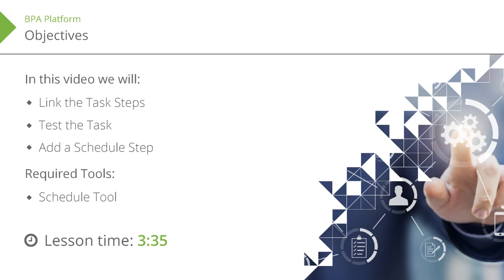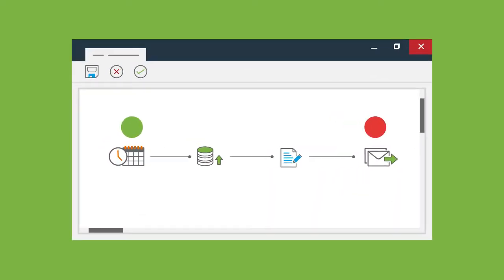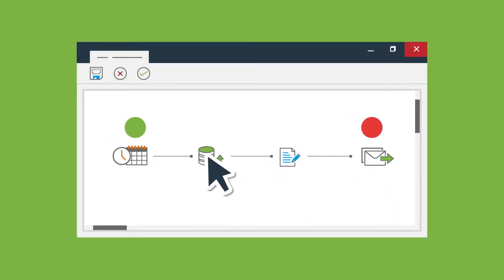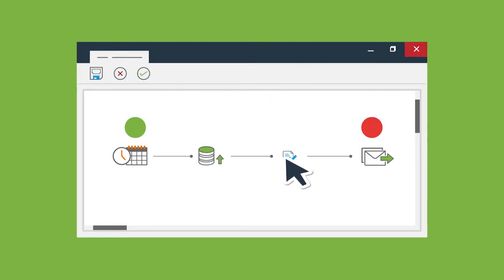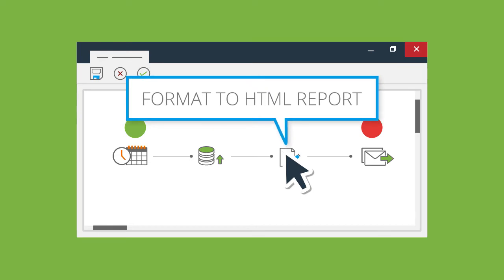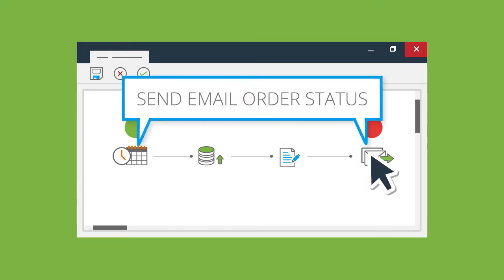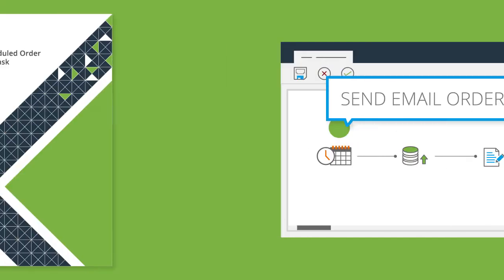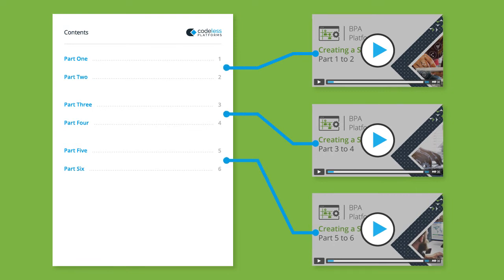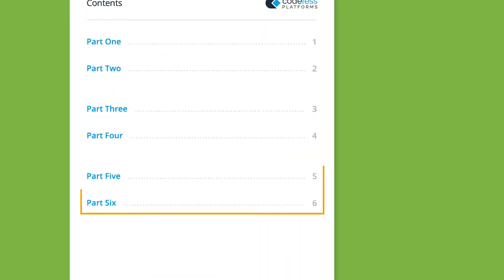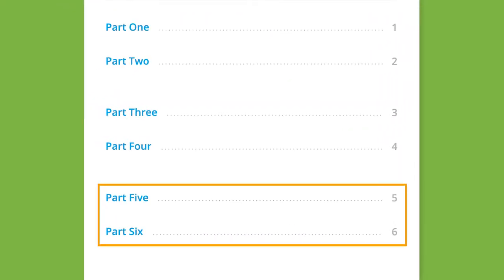Here are the objectives, required tools, and approximate running time for this video. On completion of this exercise, we will see how to extract the status of orders from a database, upload them into an HTML report, and send the report in an email on a scheduled basis. This will be broken down into several short videos that cover the objectives listed in the accompanying documentation. This video will cover parts 5 and 6.